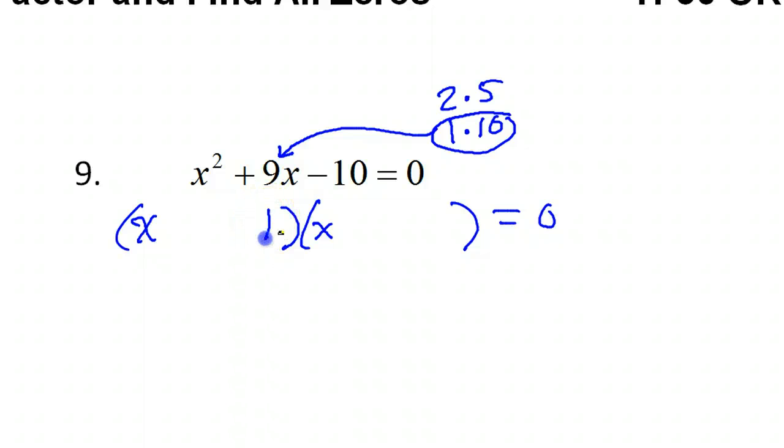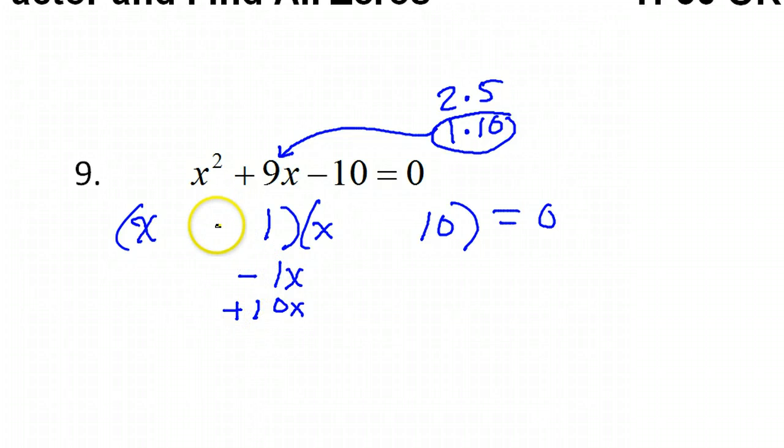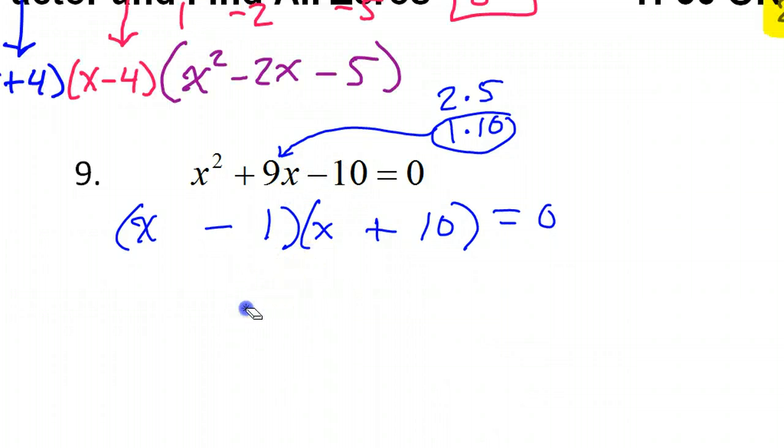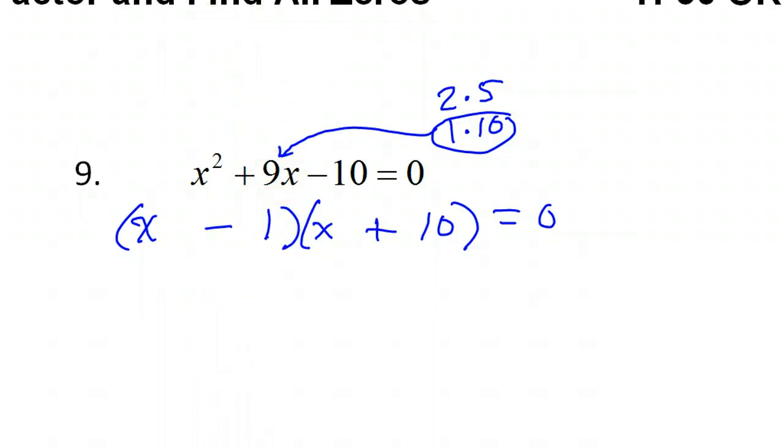So let's try that. So 1 times 10. Look, inner I have 1x. Outer I have 10x. Trying to get a positive 9, so I would need a positive 10 and a negative 1 for that. So there's my negative 1, there's my positive 10. Luckily, a negative times a positive is a negative, so that checks out. So I did factor it correctly, so great. Now I need to keep going.